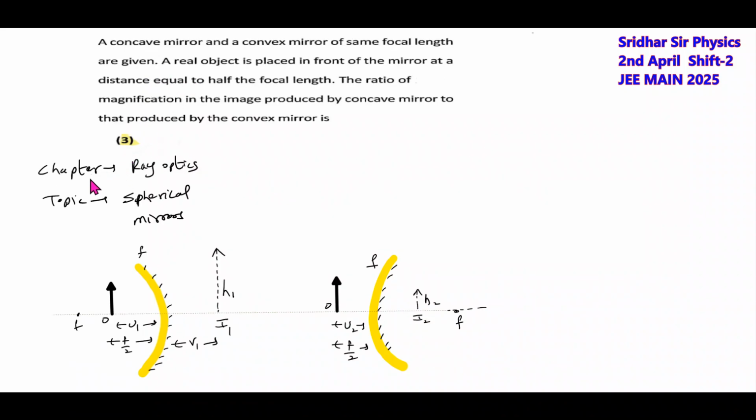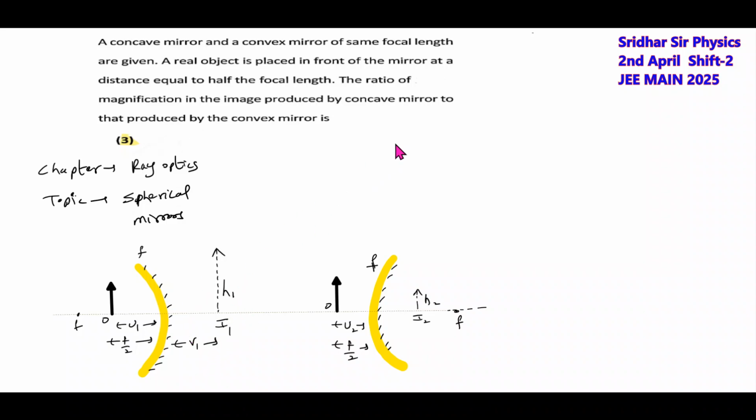This question belongs to the chapter ray optics, based on spherical mirrors. Let me read. A concave mirror and a convex mirror have the same focal length f. A real object is placed in front of the mirror at a distance equal to half the focal length. So the object is placed at a distance f by 2 in front of the concave mirror. Similarly, for the convex mirror also, the object is placed at a distance f by 2. The ratio of magnification in the image produced by the concave mirror to that produced by the convex mirror.